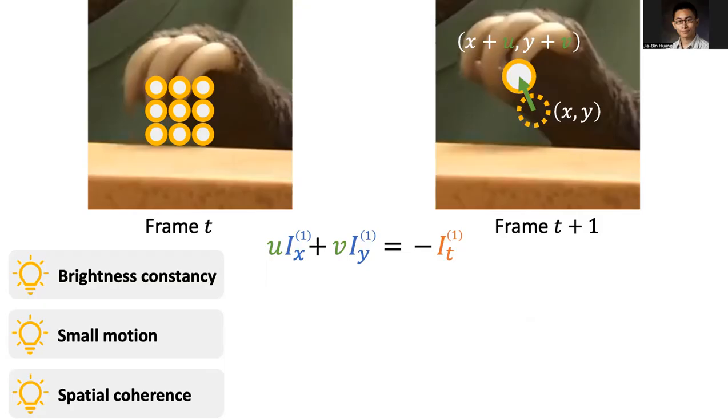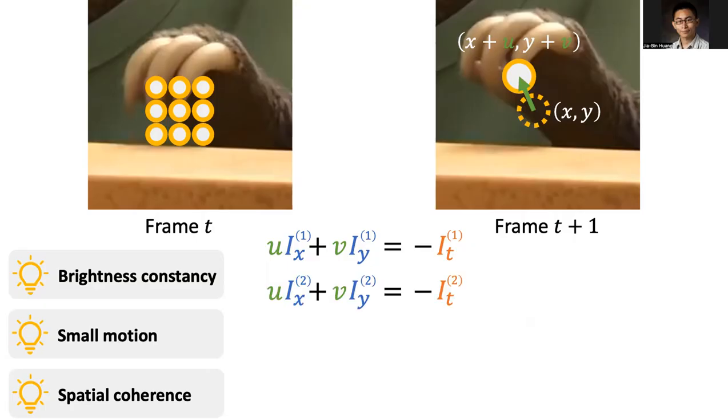The window is something you could decide. That's a hyperparameter, so it's a trade-off. If your window is small, it could be noisy, but you are able to track more fine-grained features. If your window is large, it will be more reliable, but if you have some occlusion boundary, then you will have problems. So it's a trade-off.